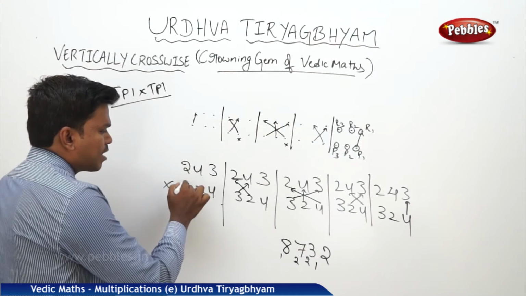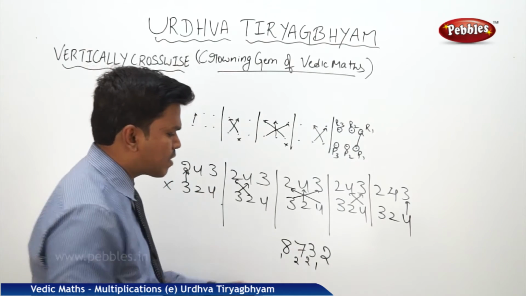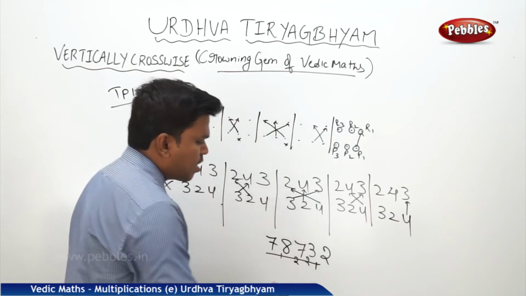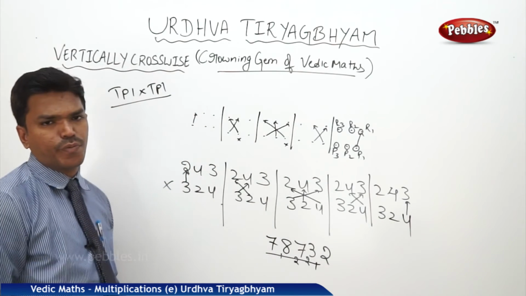Okay, finally what is the last step? 2 3s are 6. So 6 plus 1, 7. So my answer is 78732.